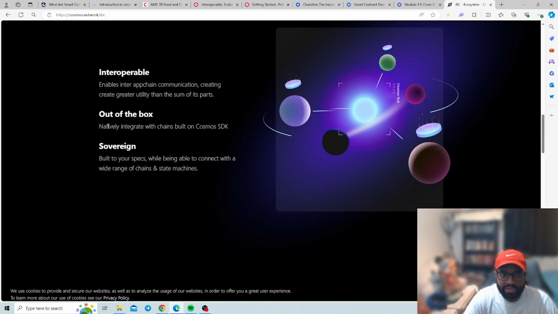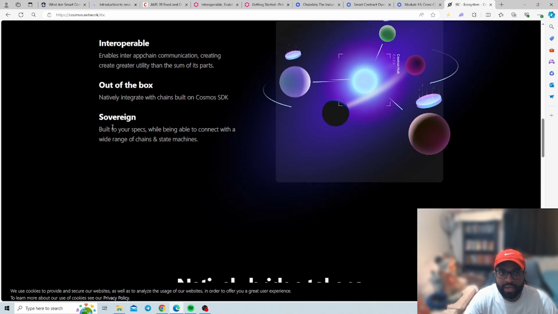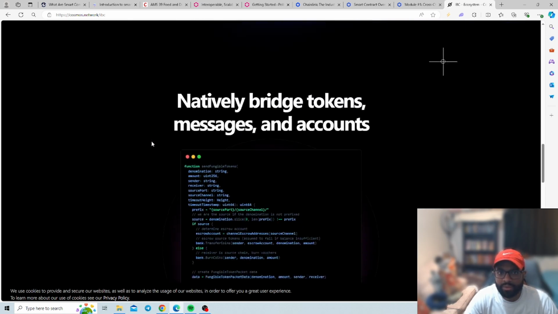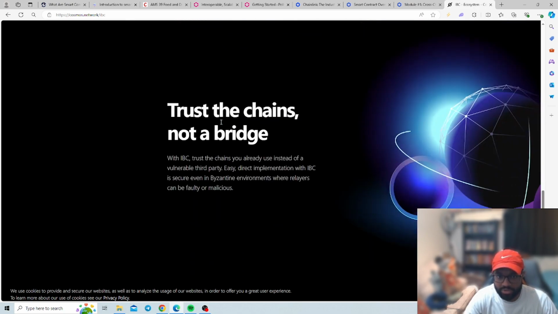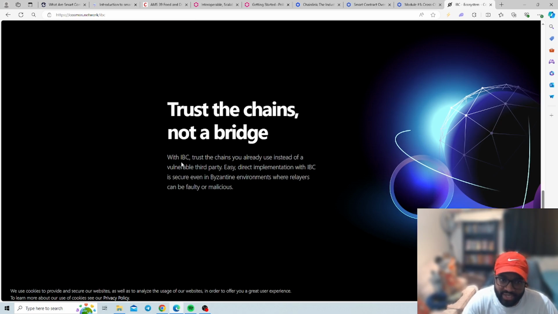Out of the box, you can integrate with chains built on the Cosmos SDK and built on other specs. So you'll be able to natively bridge tokens, messaging, and accounts. It just shows all that, which is what's going to show in coding. So you trust the chains. With IBC, you trust the chains you already use instead of a vulnerable third party.